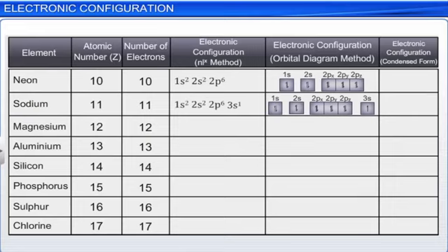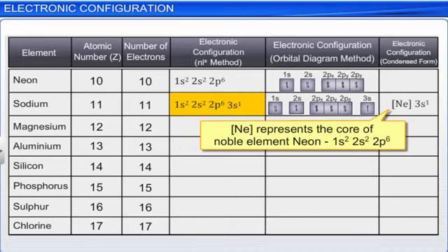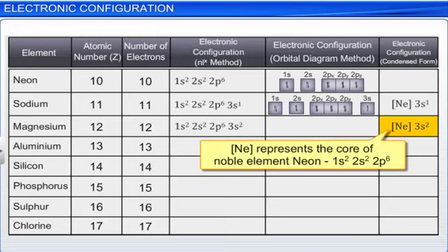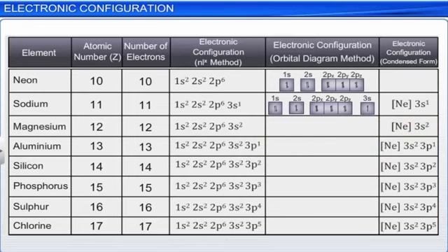Therefore, the electronic configuration of sodium, which is 1s2, 2s2, 2p6, 3s1, or 1s2, 2s2, 2p6, 3s1, can also be written in a condensed form as neon 3s1. Similarly, the electronic configuration of magnesium can be written in a condensed form as neon 3s2. Observe how the electronic configurations of elements with atomic numbers 11 to 17 are written in a condensed form in terms of neon.